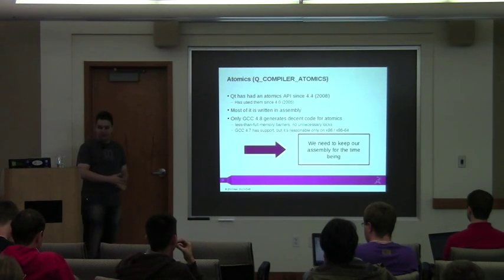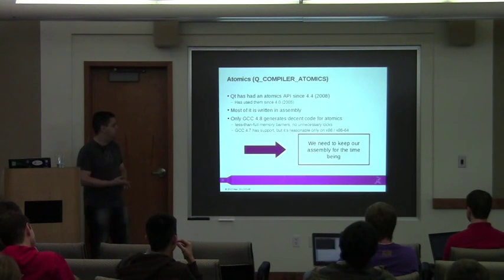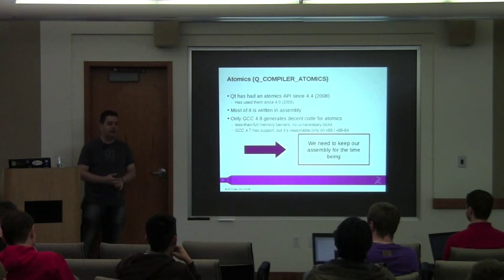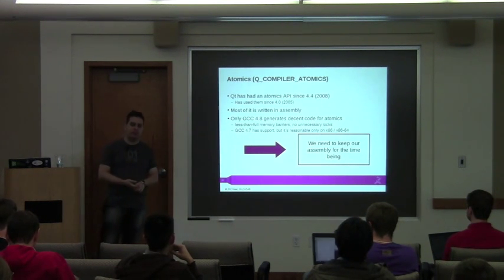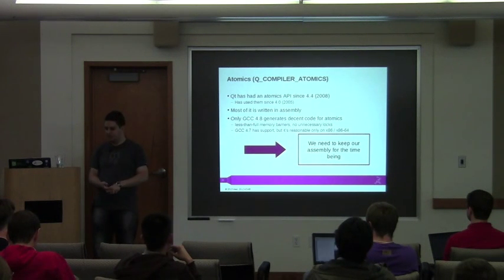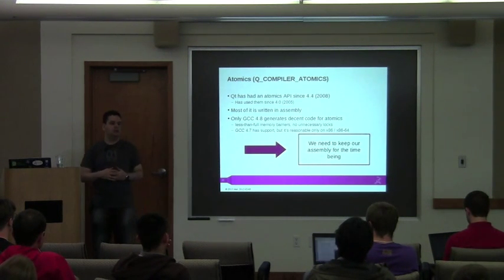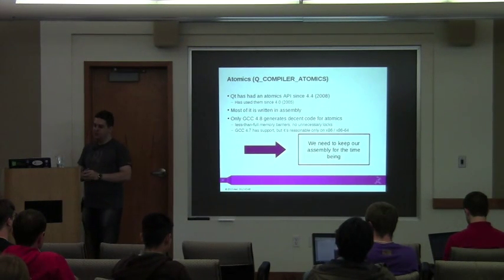I'm going alphabetically. So atomics. Qt has had an atomics API since Qt 4.4. And I was really pleased when reading the standard and seeing that everything that I needed in order to implement my atomics API was in the standard. And a little more. So of course the standard committee went the extra mile to support everything that is needed. So I'm glad that I can implement it.